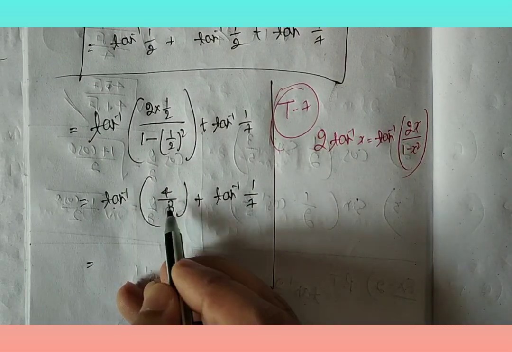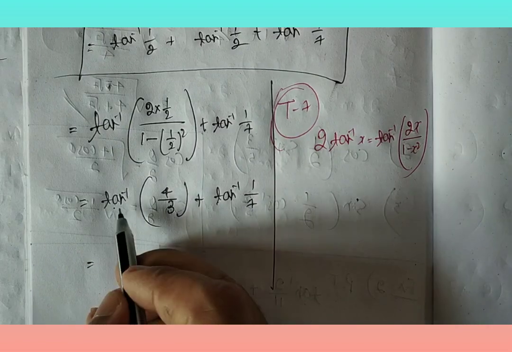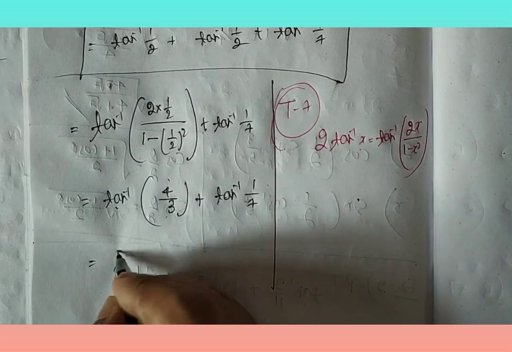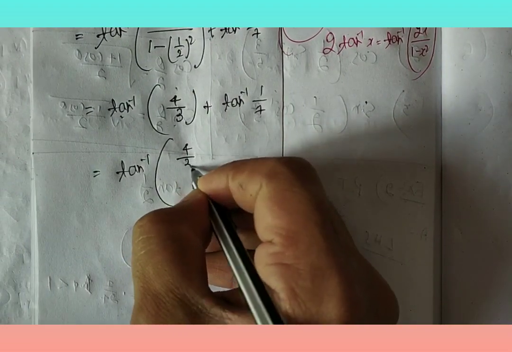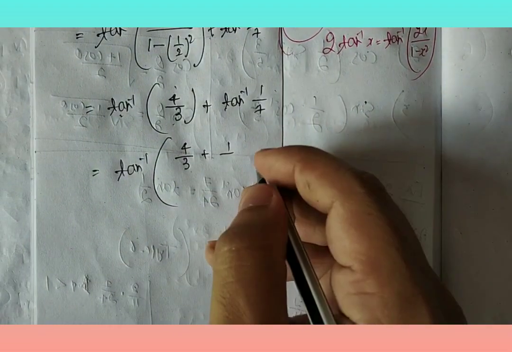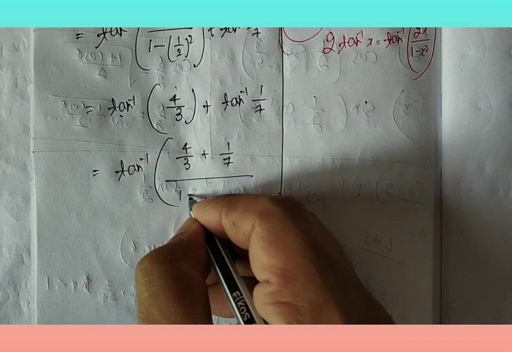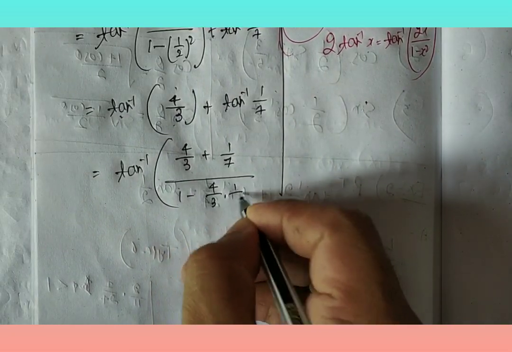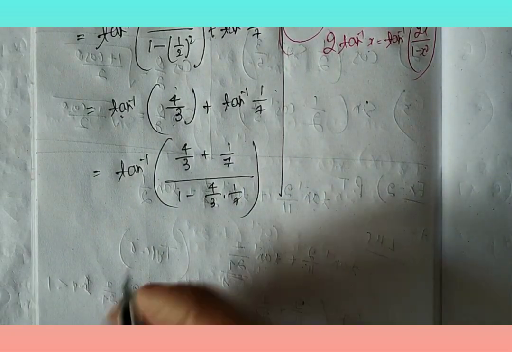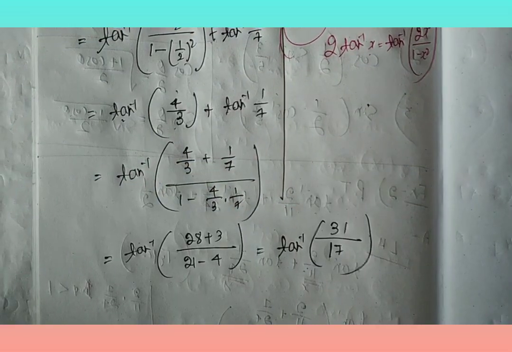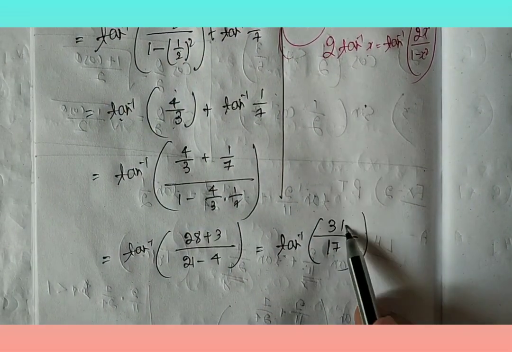Now apply the tan inverse x plus tan inverse y formula. Tan inverse x plus y by 1 minus x into y. Now simplify it. This is the answer, tan inverse 31 by 17.